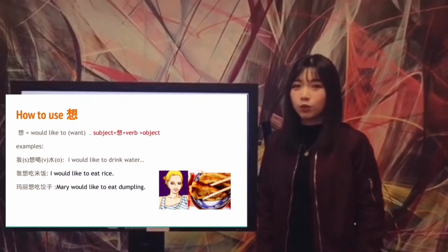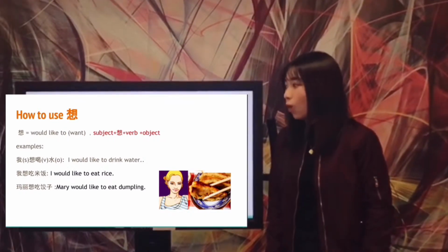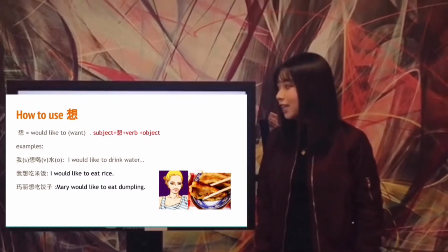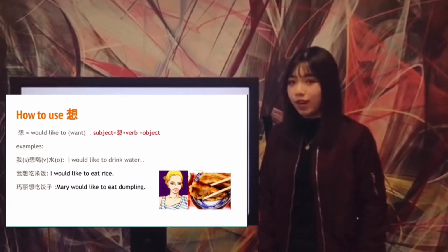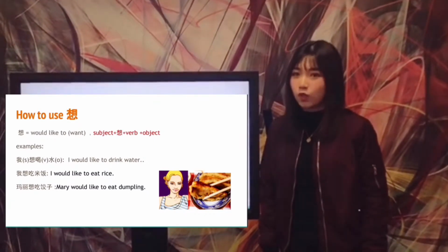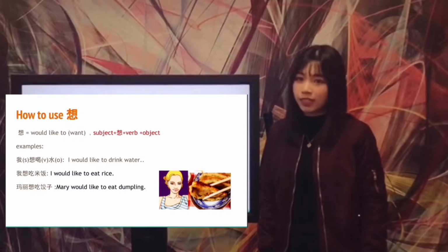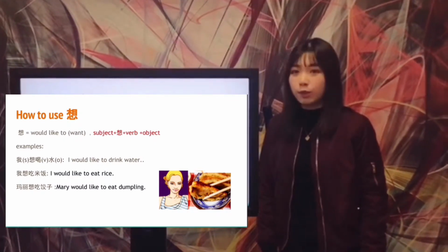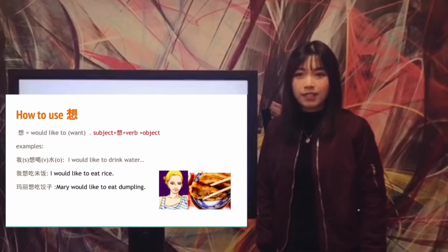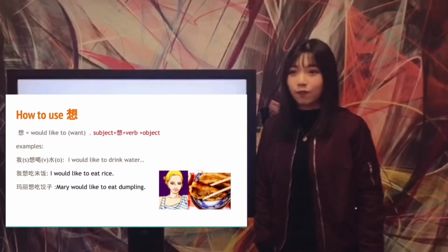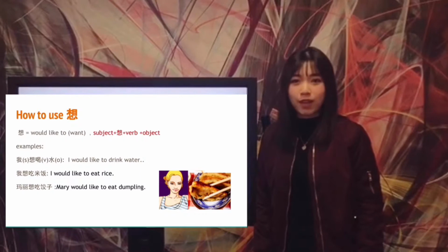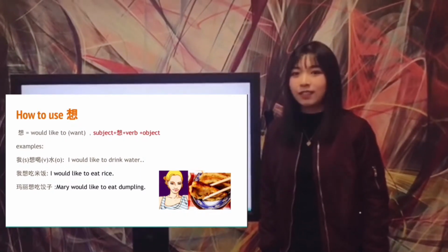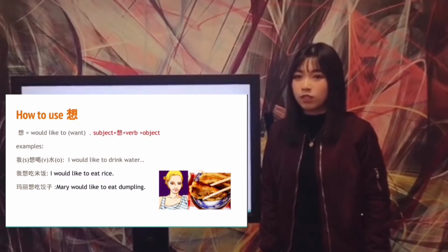Saying what you want is also a way of ordering food. 想 is equal to would like to or want. It consists of subject plus 想 plus verb plus object. Now we try to use 想 to indicate a desired action. 想 must be followed by a verb phrase and cannot be directly followed by an object to express a desire for something, as in I would like tea. So the sentence consists of this.